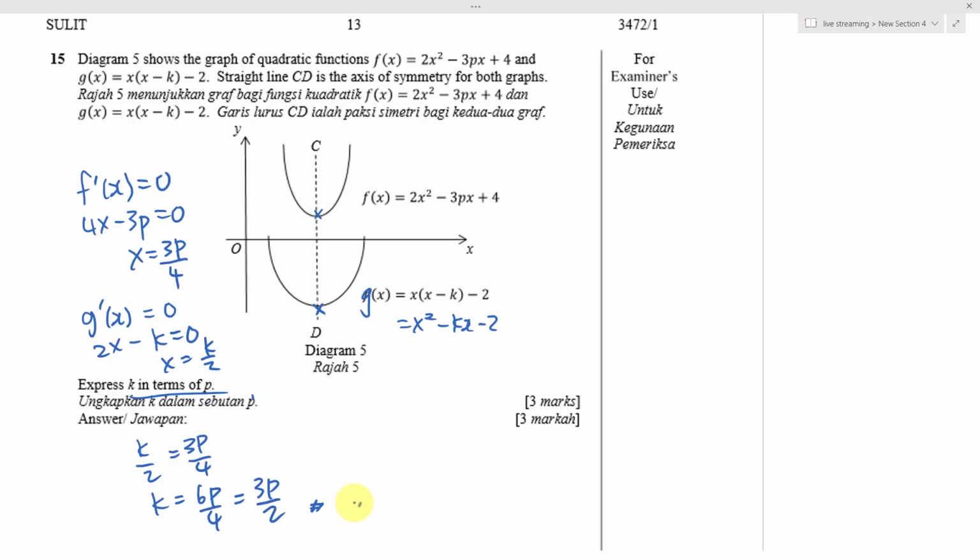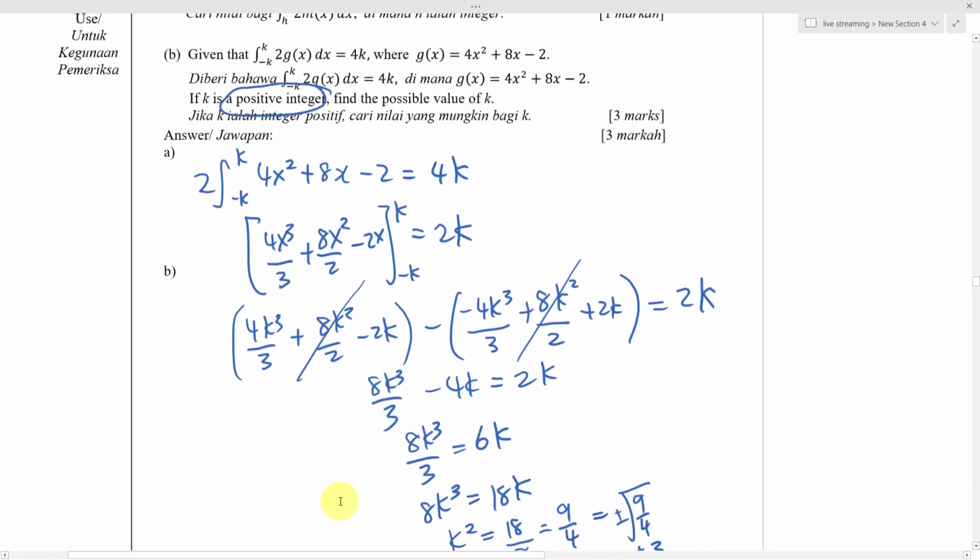Sir, can you explain the question again? You mean the previous question? Yeah, this question is basically just integration. Which part confuses you about these questions? It's just integration, but you must integrate carefully.